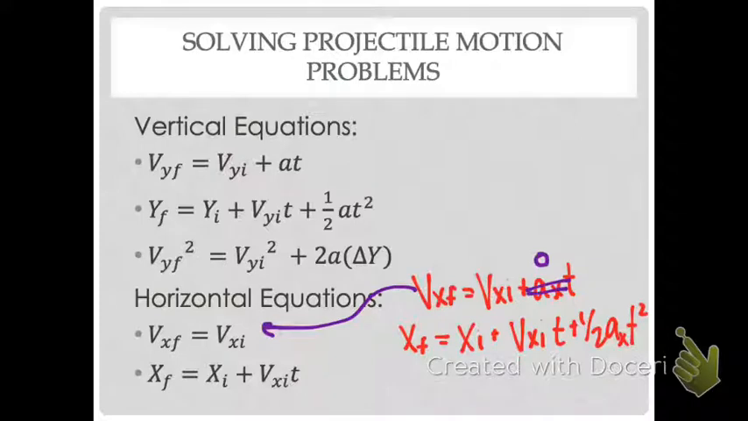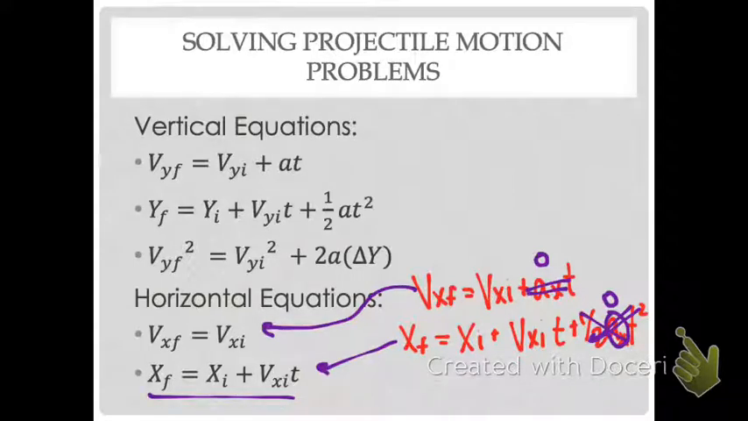Okay? My second equation, what do I know about AX? It's zero, which means here's where our second equation comes from. So why is it a part of it if it's always going to be zero? Well, it's not a part of it anymore. We took it out of the equation, right? We took our regular kinematics equations, and if I plug in zero for A, now it becomes this. So that's what we use.